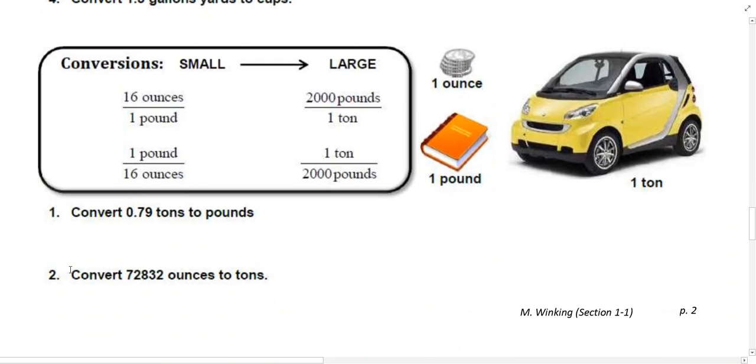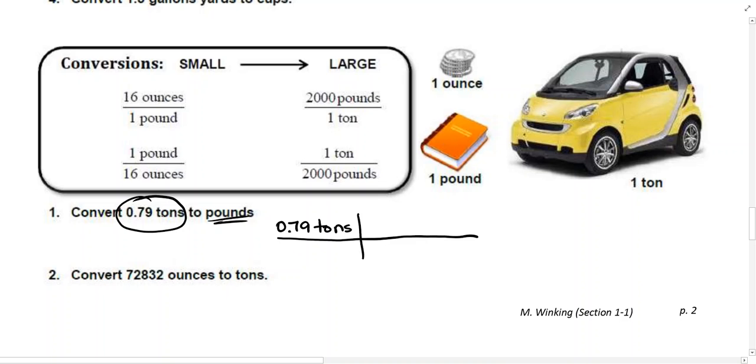So the trick is just to kind of get the units to cancel out. So in this case, we're given tons, and they want us to find pounds, so you write 0.79 tons. We did all of this in class, so if it feels long, it's because this is the work of 2 days.